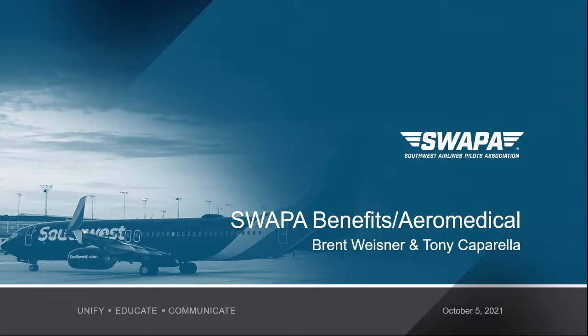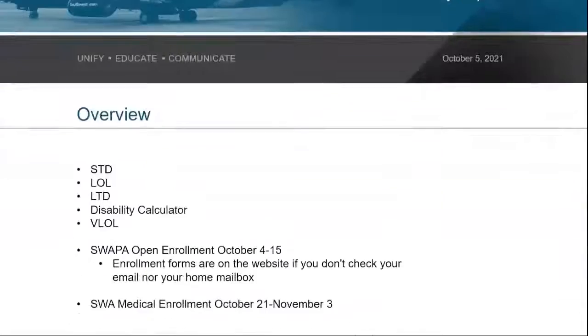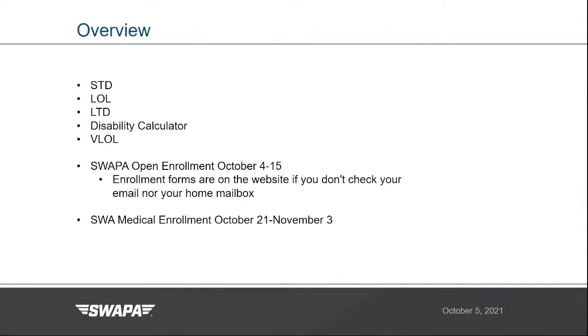Let's go ahead and I'm going to turn it over to our medical benefits members, Brent Wiesner and Tony Caparella. Hello, everyone. Thanks for joining us today. I'm here with Tony, and we're going to discuss the 2022 changes to short-term and long-term disability, the SWA loss of license plan. We'll show how these plans work together with the disability calculator. We'll also discuss the new voluntary loss of license, and then we'll take questions at the end.